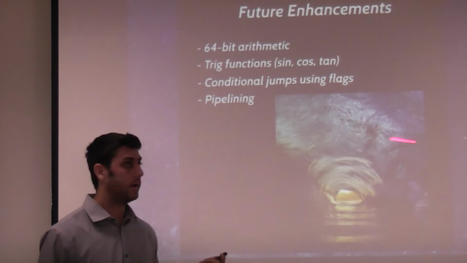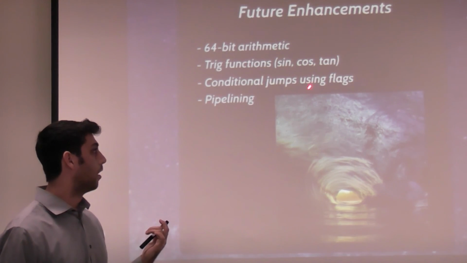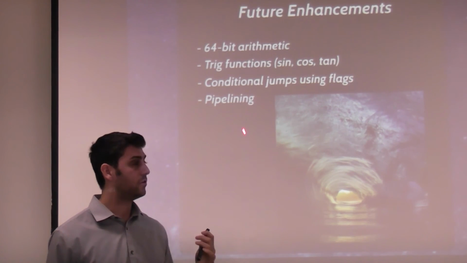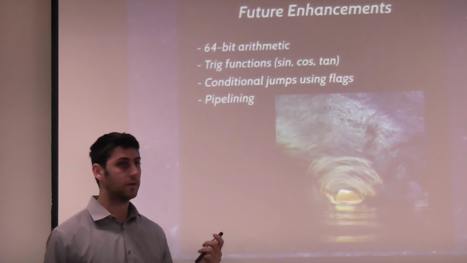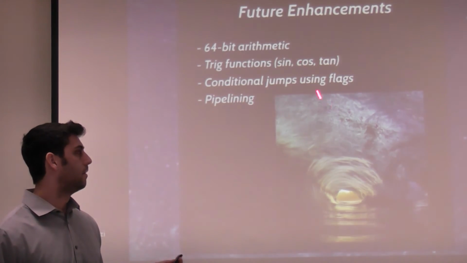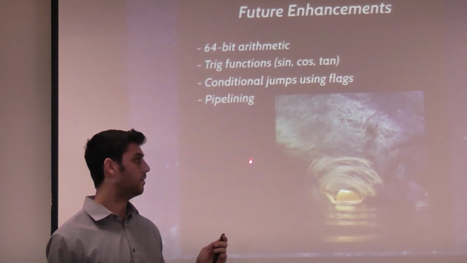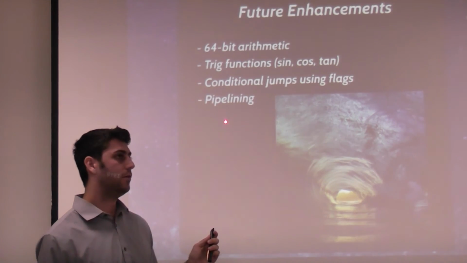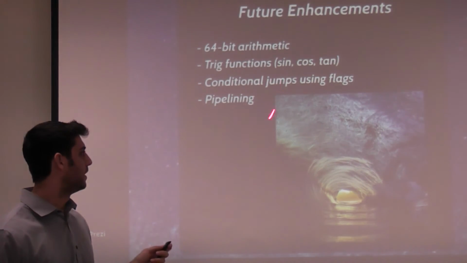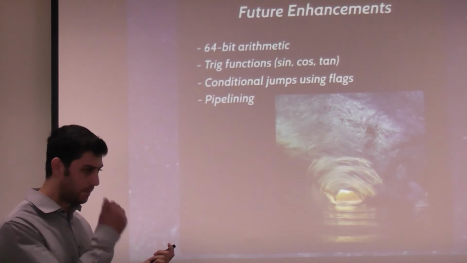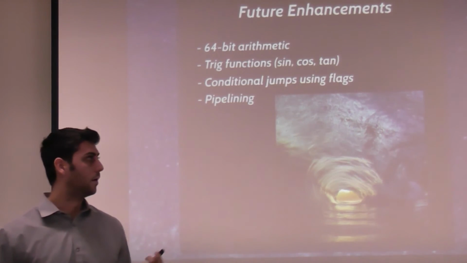Another thing, conditional jumps using the flags. Right now, all our jumps are unconditional. We do have branches which check against the flags, but we don't have any jumps like a jump if carry or a jump if 0. Those wouldn't be too hard to add, but it's something I want to add. Pipelining is obviously ideal. I just didn't quite have time to do that. A couple other small things like multiplying floating points, definitely a couple other things like that, but I was not able to.